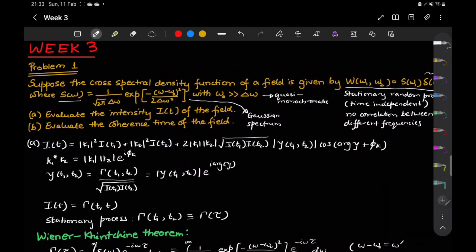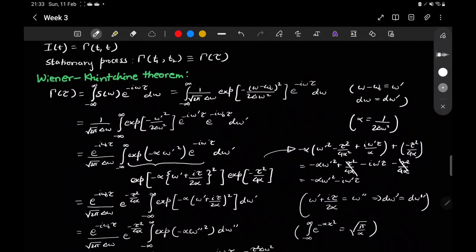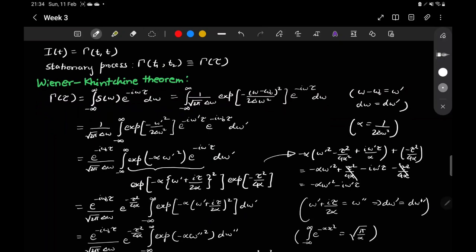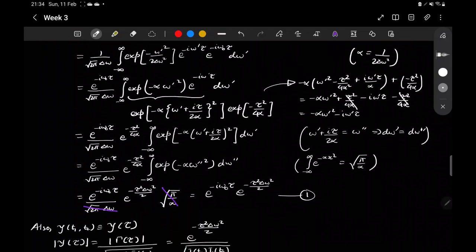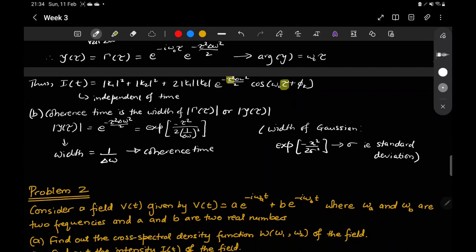We were given an expression for the cross-spectral density function W. This expression had a delta function in it, so it was stationary, and the expression for S omega, the spectral content, was a quasi-monochromatic Gaussian spectrum, and we were supposed to evaluate both the intensity and the coherence time for the given field, which we have done. We made use of the Wiener-Khinchin theorem to calculate the cross correlation function, and from the cross correlation function we find the intensity and the degree of coherence functions. So that was for problem 1.